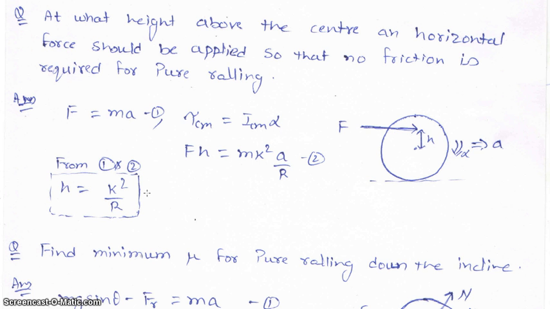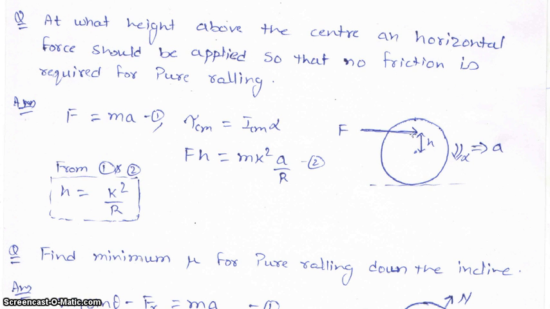For example, if it's a ring, h will come out to be R. If it's a disk, h will come out to be R by 2. And if it's a solid sphere, it will be 2R by 5. So for different bodies, the point will be different. It's an important result, keep it in mind.